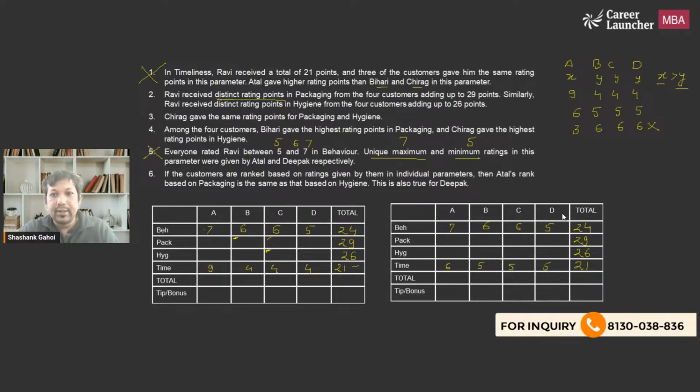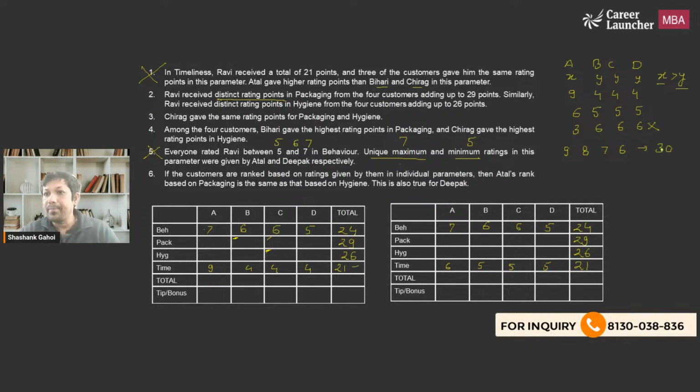Okay. Let's see. Now the total sum is 29, and I have four distinct numbers in packaging that sum up to 29. What is the highest value? 9, then 8. So 9 plus 8, 17, 17 plus 7, 24, 24 plus 6, 30. Okay. Now my sum is 30, right?